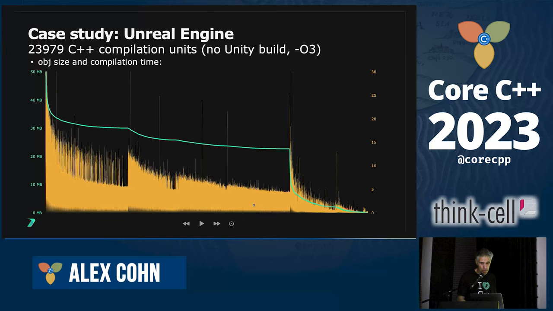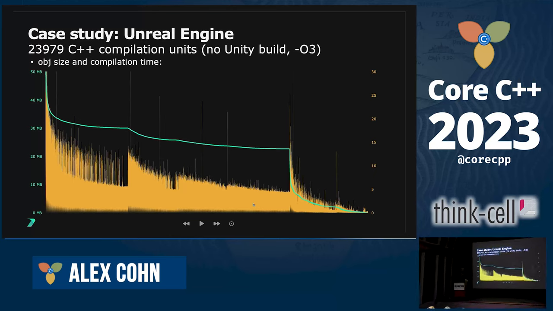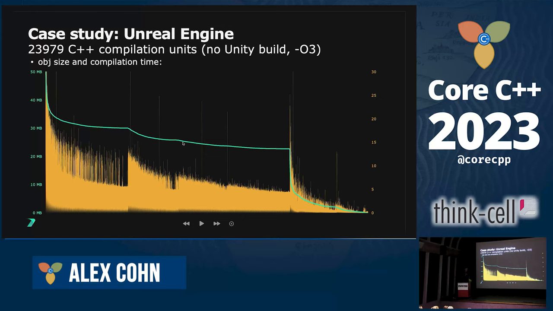Here is another way to look at the build. This is for the full build without joining the C++ files, without Unity. So we have 24,000 compilation units, and this green line is the size of the object that is produced by the compiler after full optimization. And as we see, there is pretty strong correlation between the time it takes to produce the object, the yellow ones, and the size of the resulting object, which is the green ones.